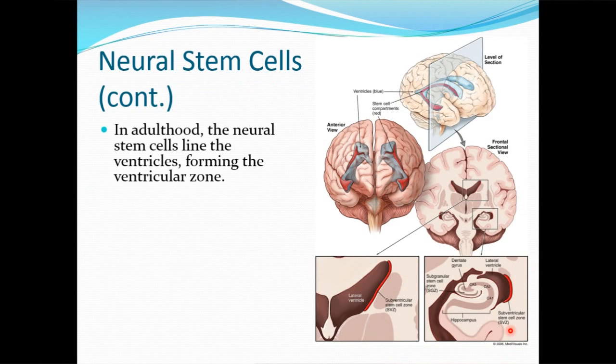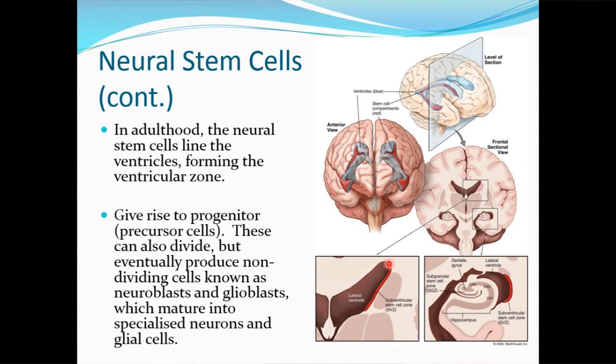Now, these neural stem cells in adulthood, okay, so we know at conception neural stem cells are found in the neural tube, but even in adulthood you find some of these stem cells, and they line the ventricles. Just look here, you remember the brain, the ventricles, these empty spaces inside the brain. Now, these neural stem cells line the ventricles and form what we call the ventricular zone. If you look at this coronal slice here and you're looking at the lateral ventricle, here's the subventricular stem cell zone there by the ventricles.